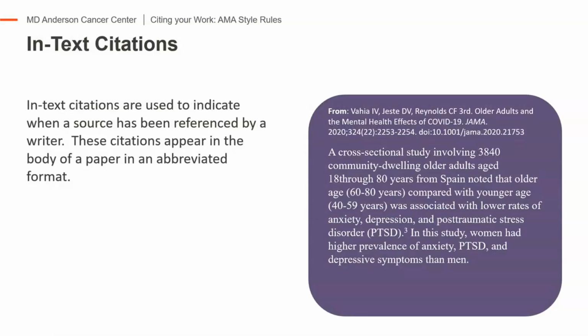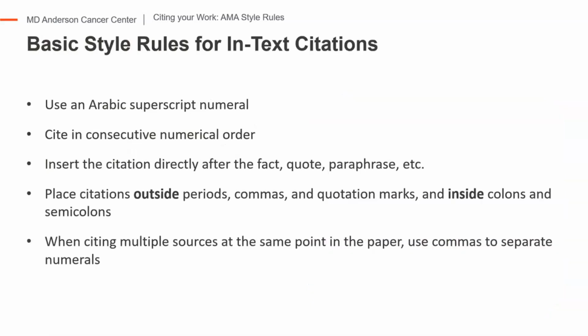Writers acknowledge sources by placing citations in the body of a paper. These are commonly referred to as in-text citations. AMA style uses a number system for these citations. In this example, the number 3 identifies the source and serves as the in-text citation. When it comes to formatting in-text citations, be aware of these basic style rules.